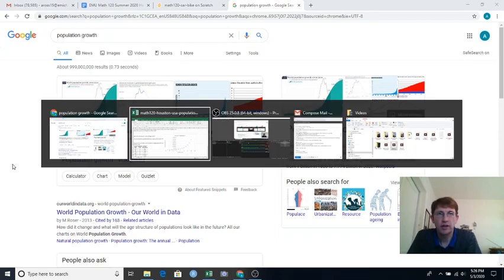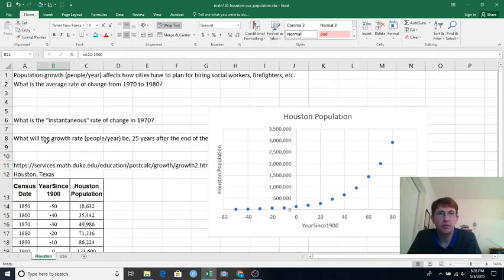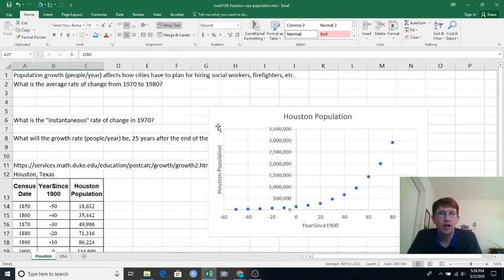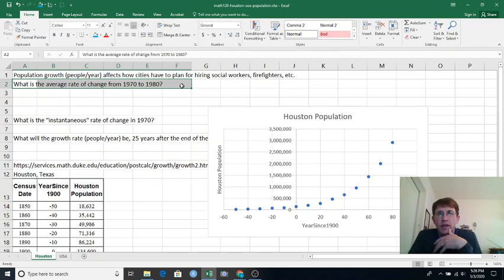So I've got a data set here on the Houston population every 10 years. It's kind of an old data set. It only goes up to 1980, but that's okay. And I've graphed the data set here, and we might ask, here's 1970. What was the population growth rate from 1970 to 1980? So that's our first question. What was the average rate of change in population from 1970 to 1980?